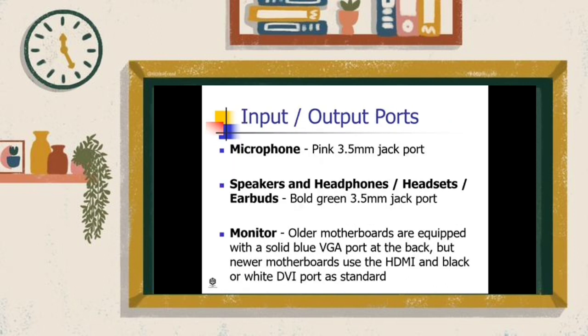How about the input or output ports? These ports are located at the back of the computer and are often color-coded. Microphone, pink, 3.5mm jack port. Speakers and headphones or headsets or earbuds, bold green, 3.5mm jack port. Monitor. Older motherboards are equipped with a solid blue VGA port at the back, but newer motherboards use the HDMI and black or white DVI port as standard.